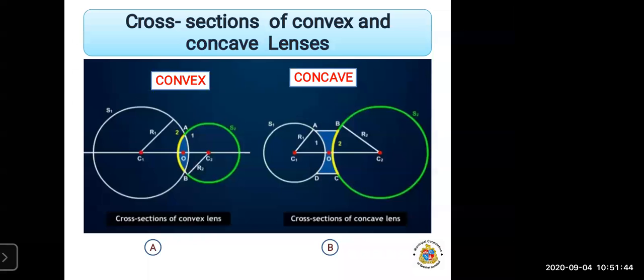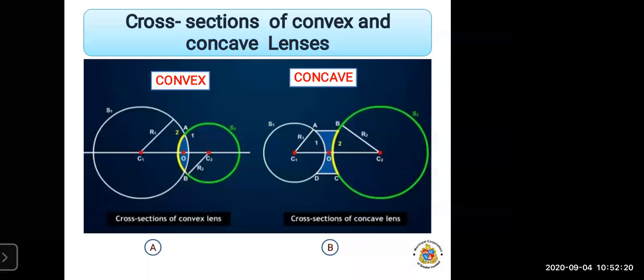Now students, as we know, the spherical mirror is nothing but part of a circle, and it also has the center of curvature, radius, pole, principal axis, right? Like that, the lenses also have the terms, that is the center of curvature, radius, principal axis. Before that, look at the diagram. This diagram indicates the cross section of convex and concave lens.